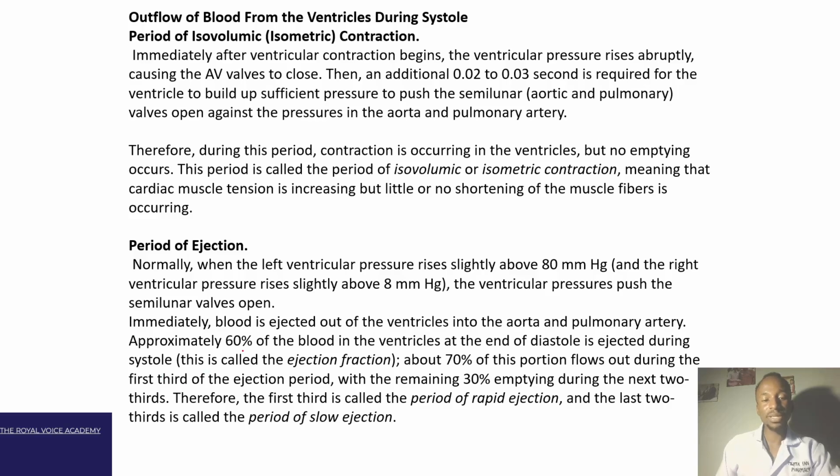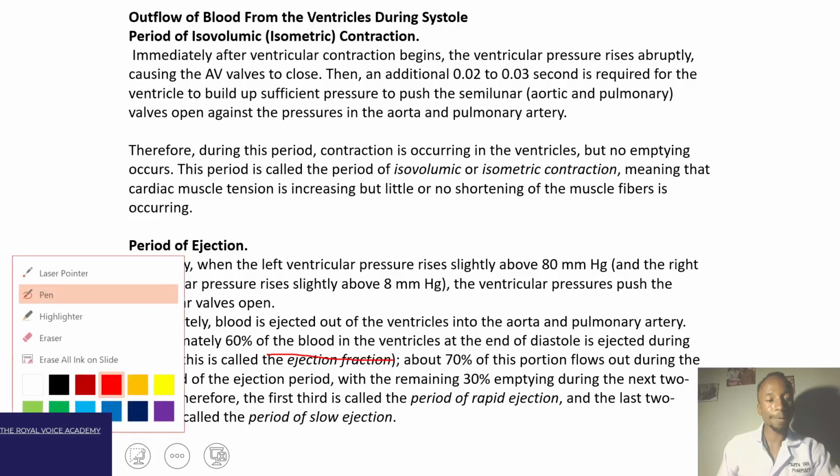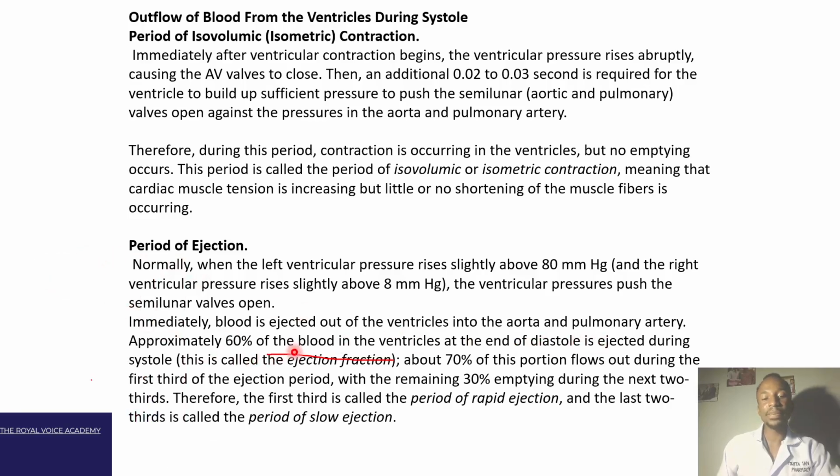So approximately 60% of the blood in the ventricles at the end of diastole is ejected during systole. This is called the ejection fraction. And about 70% of this portion flows out during the first third of the ejection period, with the remaining 30% emptying during the next two-thirds. So the first third is called the period of rapid ejection, and the last two-thirds is called the period of slow ejection.